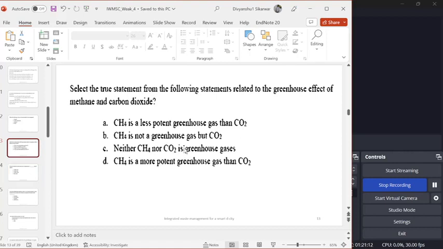Do you know how many times it is more potent? Methane's global warming potential is estimated in terms of CO2 equivalent. If we consider the global warming potential of CO2 as one, then how many times is it for methane? I think 12 times more. 25 times. Around 25 times more than that of CO2.